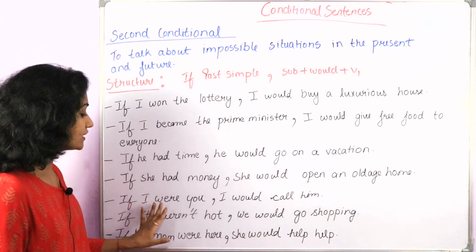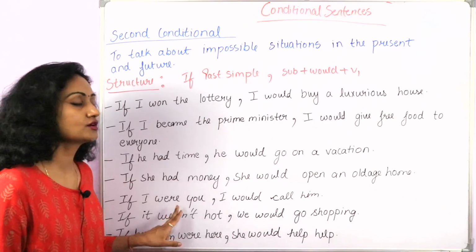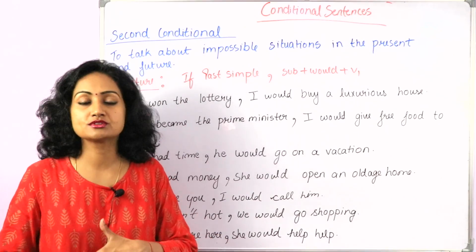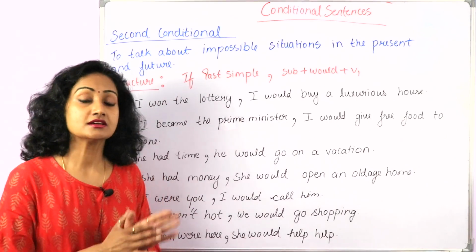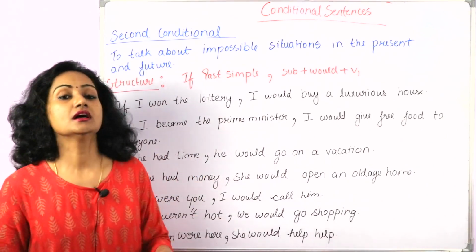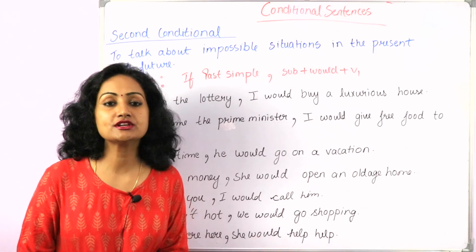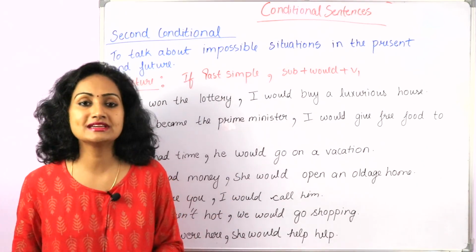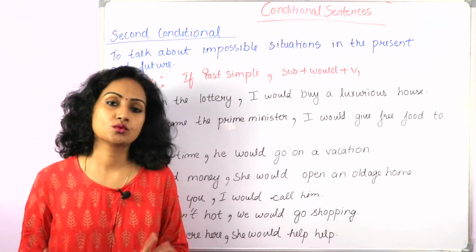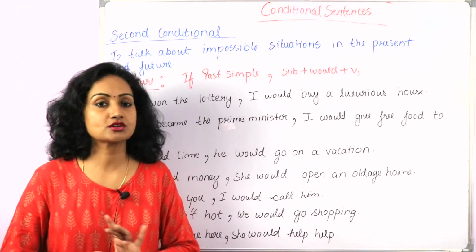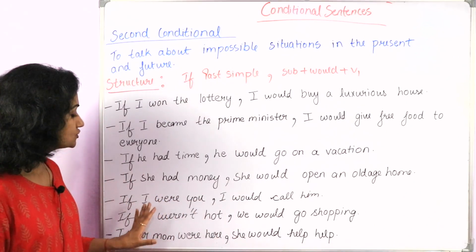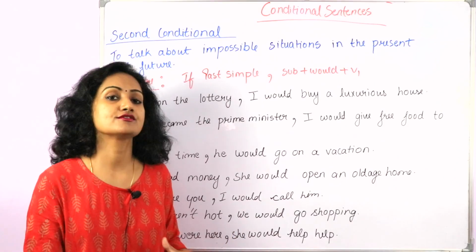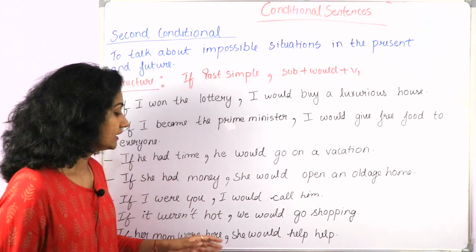So if I were you, and here I have used were, not was. Generally we use was: I was going, I was sleeping, I was dancing. But here in second conditional, in hypothetical situation, we use were with every subject. I, you, we, always use were. He, she, it, were, not was. So if I were you, if I were at your place, if I were in your situation, I would call him.